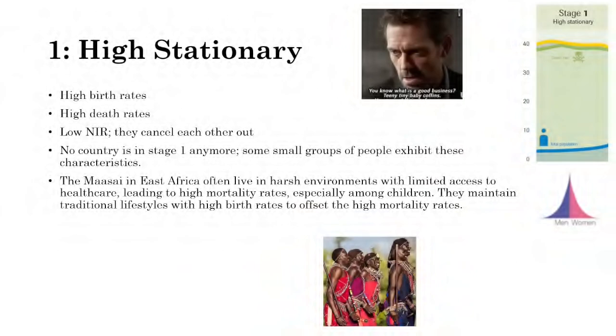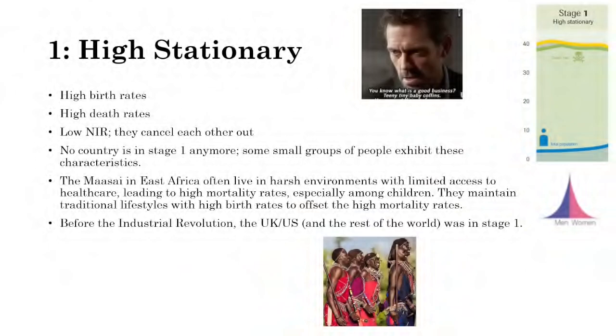And as we've seen, in areas where children die more and the infant mortality rate is higher, people are going to have more kids to particularly ensure that more survive to adulthood. They maintain very traditional lifestyles that include high birth rates, and these will offset the high mortality rates, leading to very low population growth. Before the Industrial Revolution, the entire world was in stage 1.